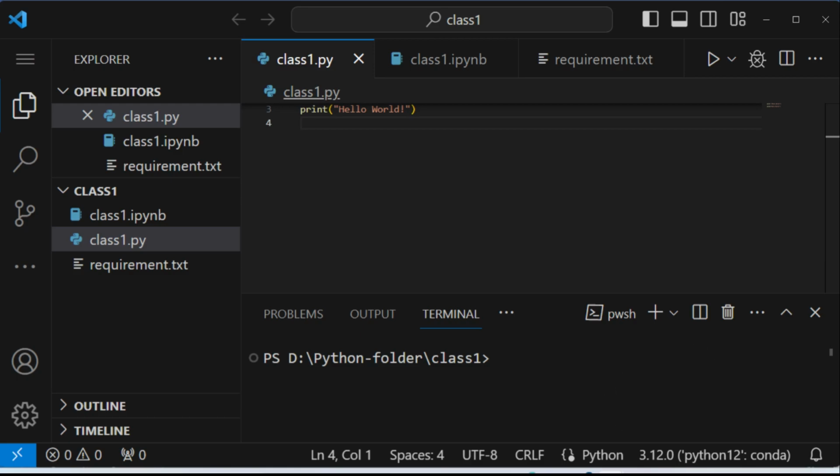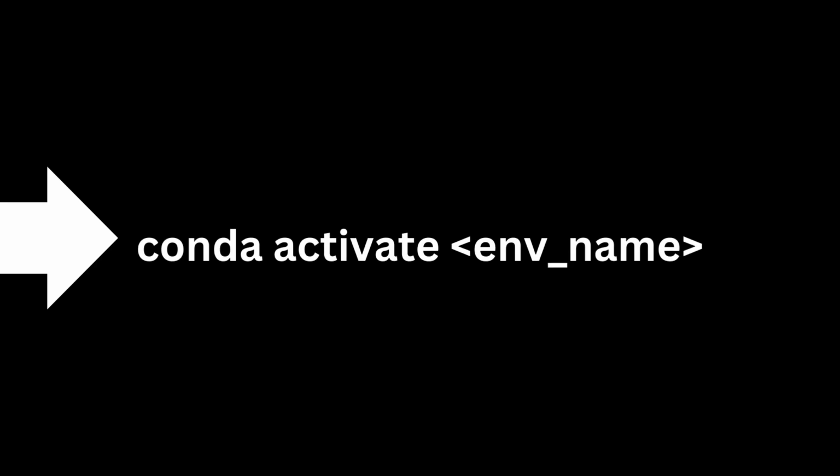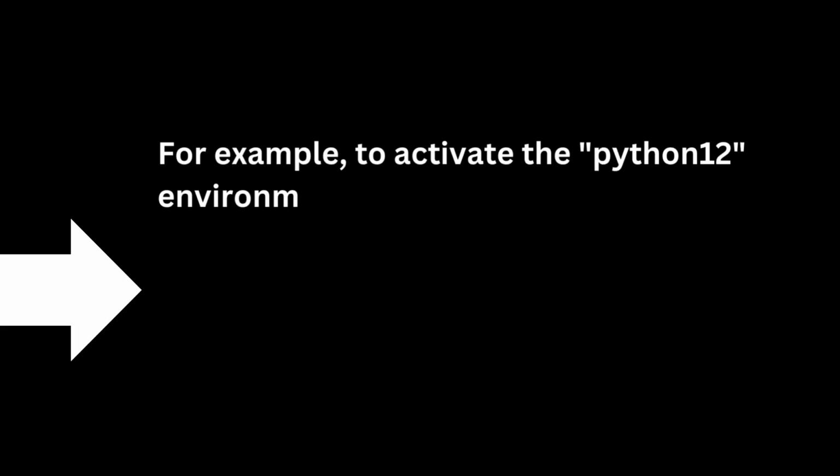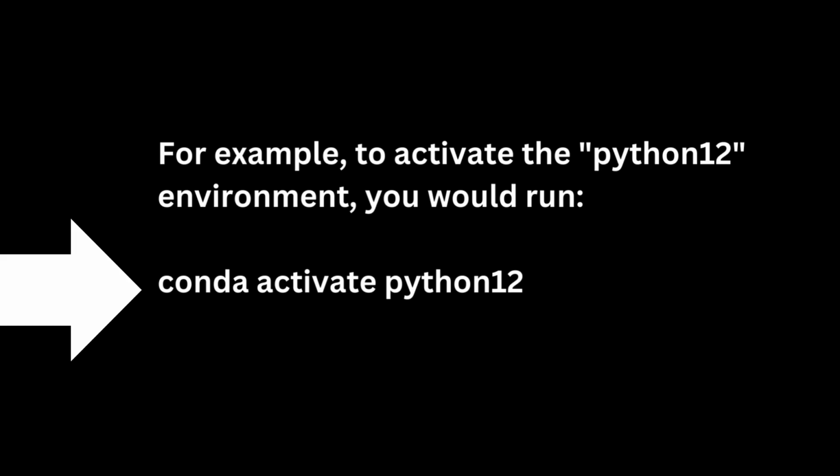Step 2. Activating the new environment. After creating the environment, you need to activate it to start working within that environment. Activation sets up your command prompt to use the Python and packages installed in the specified environment. Activate your newly created environment by running the following command. conda activate env_name. For example, to activate the python12 environment, you would run conda activate python12.